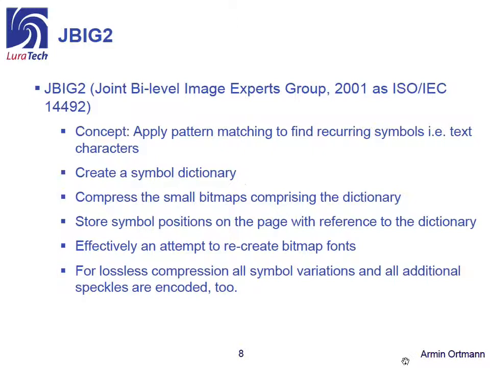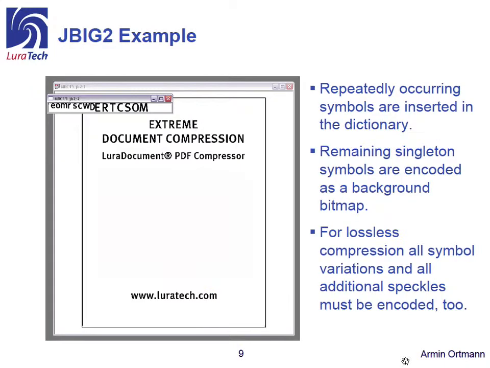As an example, this is again from the sample page we had before, and those would be the characters in the dictionary. It's quite easy to see here as there is not so much text, but you see, for example, the X, which occurs only once, we didn't put in the dictionary because there is no point in referencing it from there. You can just as well directly compress it in the so-called background bitmap.